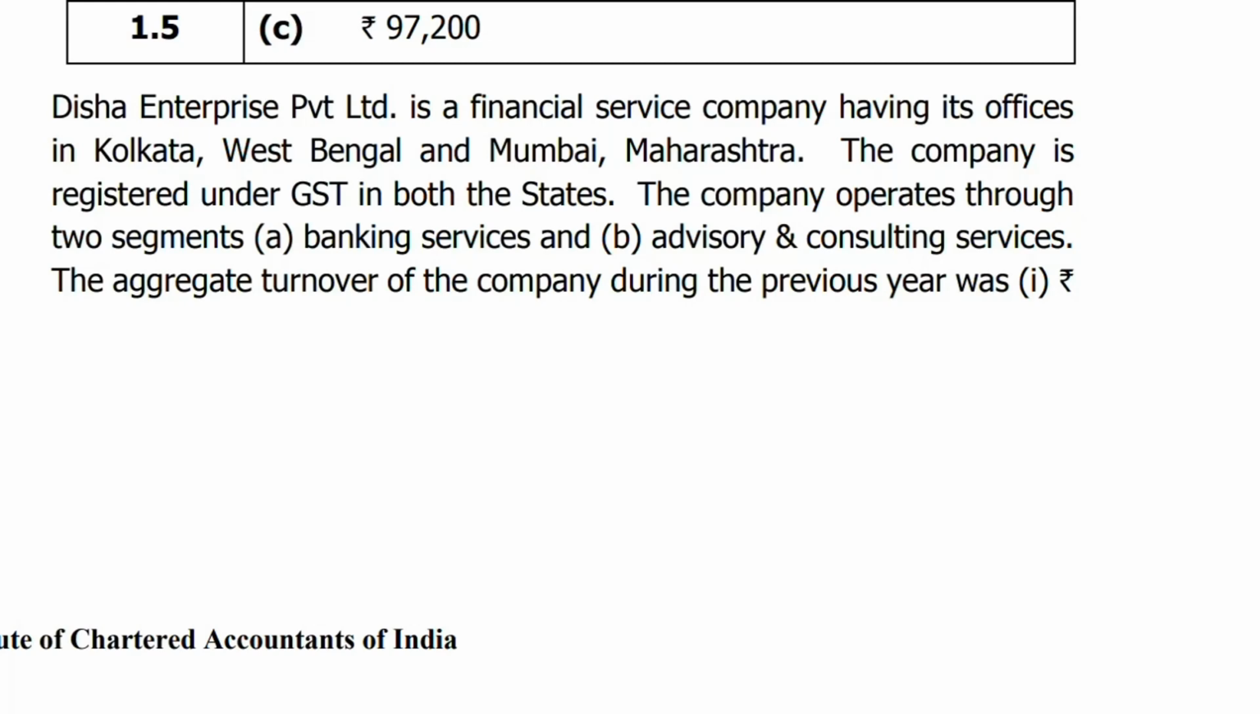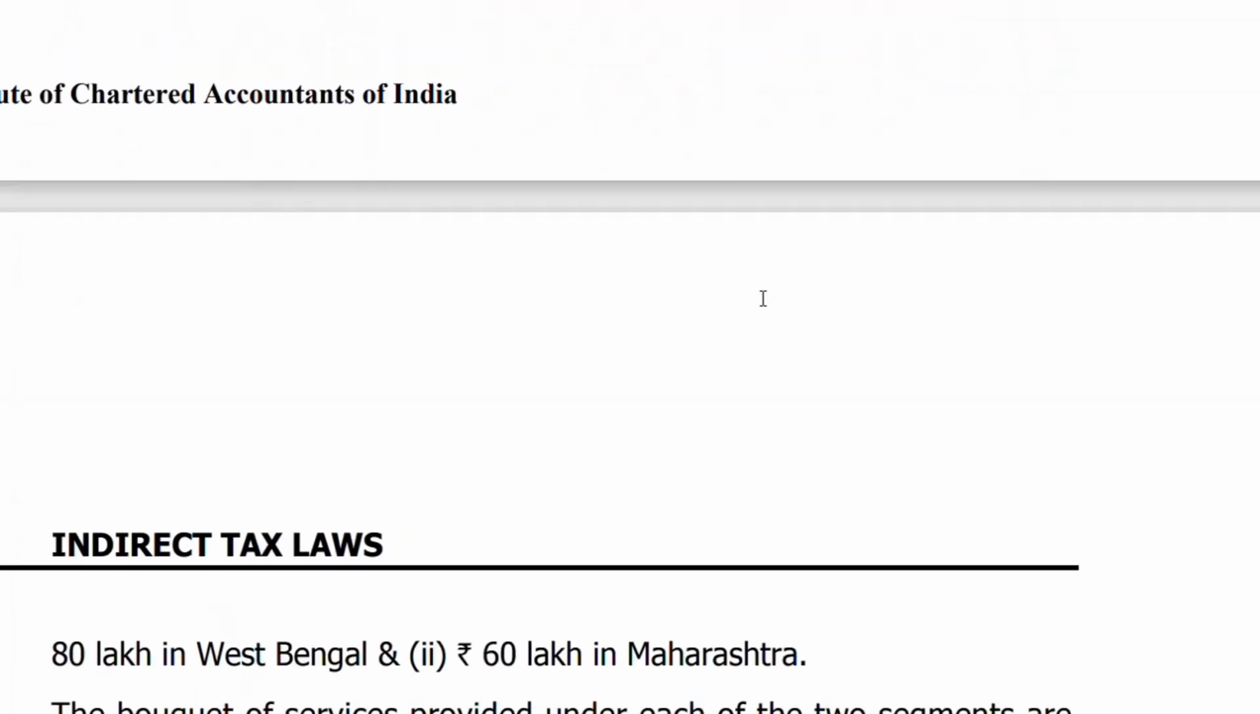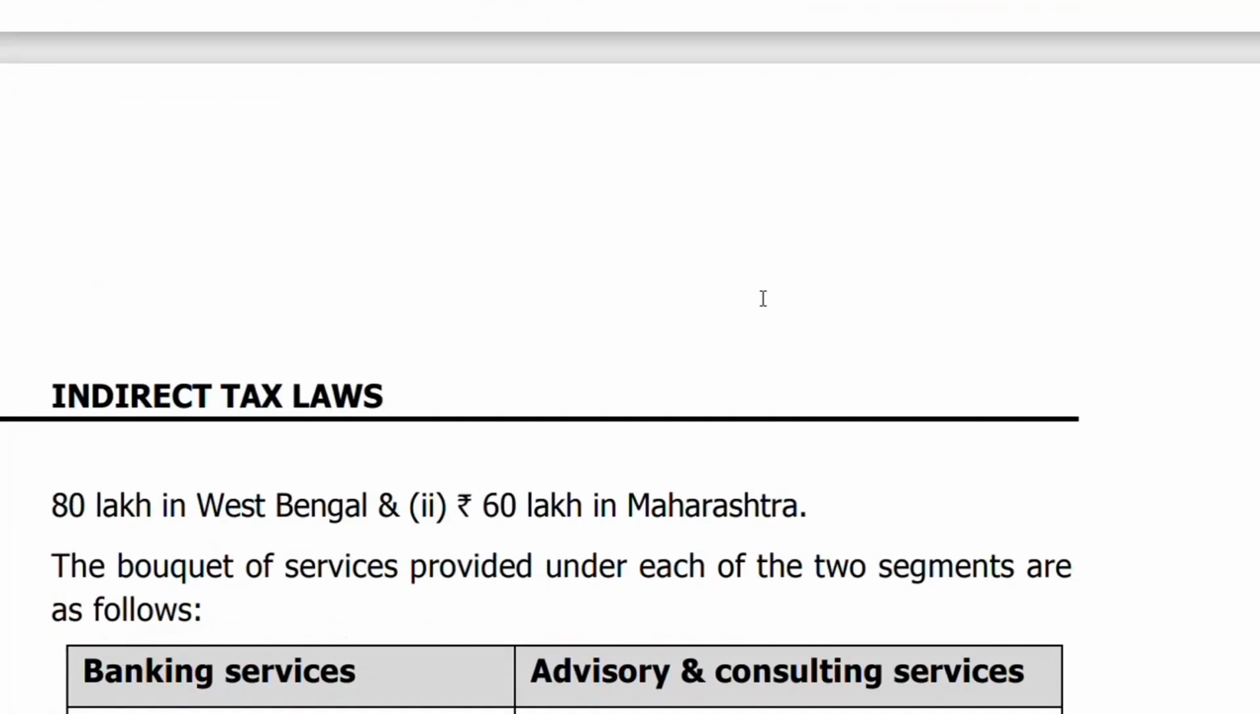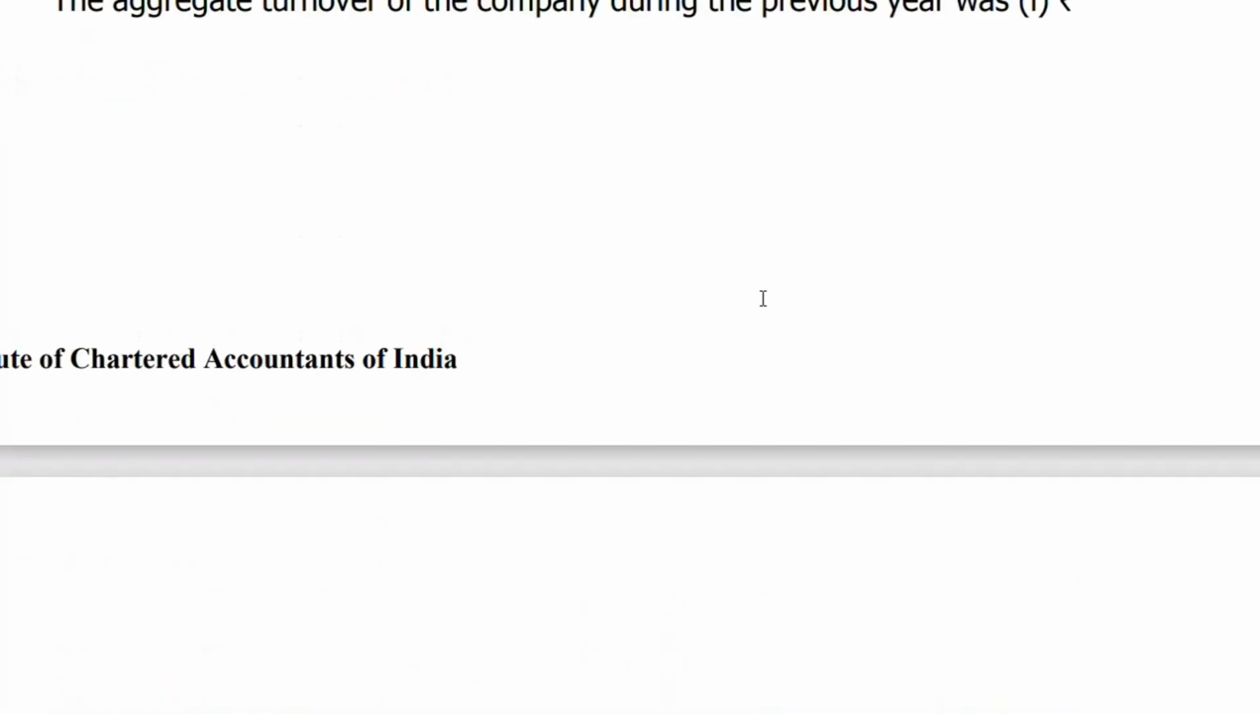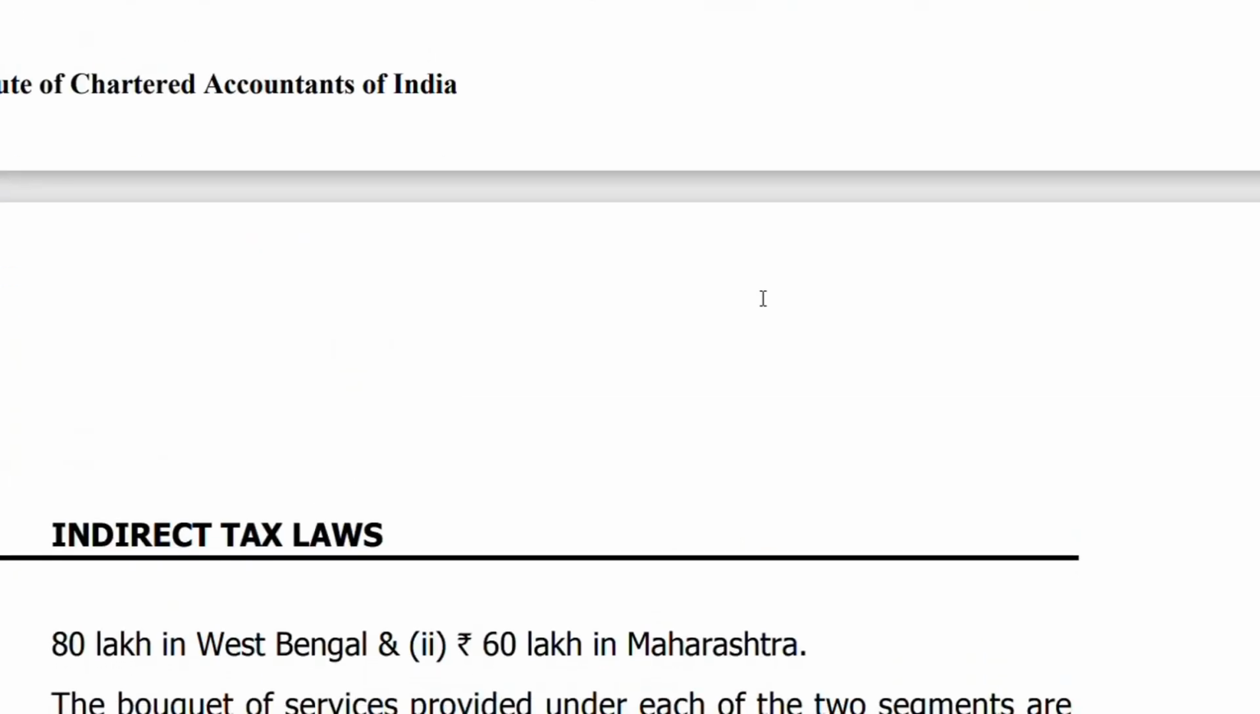The aggregate turnover of the company during the previous year was 80 lakh in West Bengal and 60 lakh in Maharashtra. So if we want to calculate turnover for the registration, we have to add up both, 80 lakhs and 60 lakh, because we are calculating aggregate turnover on a PAN India basis, right?